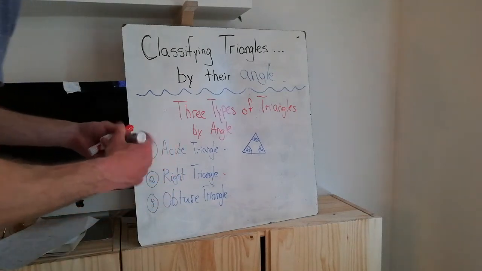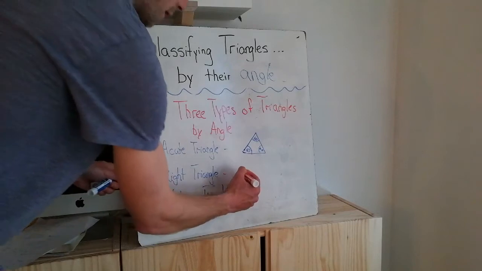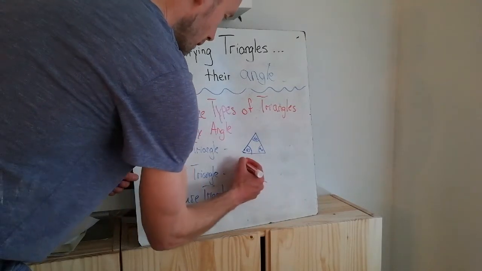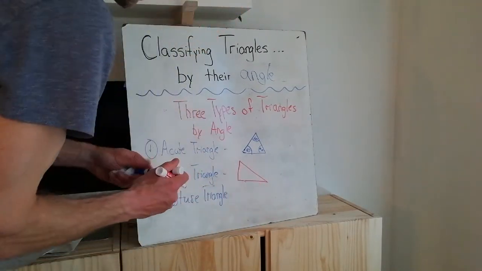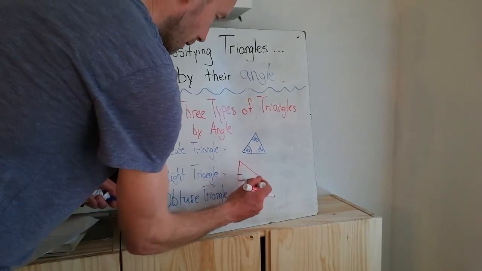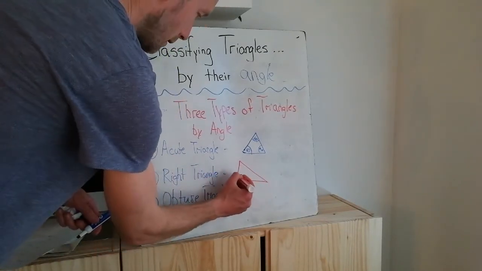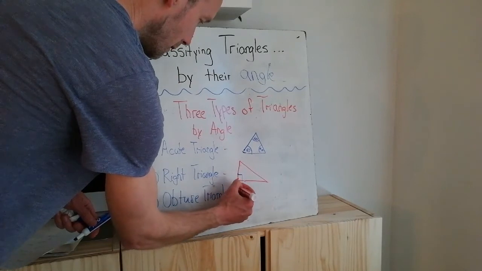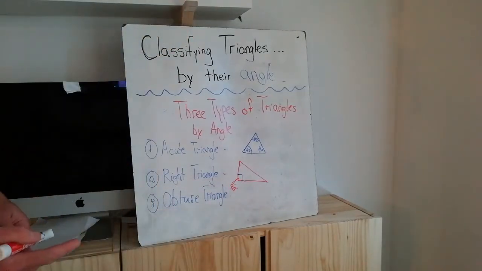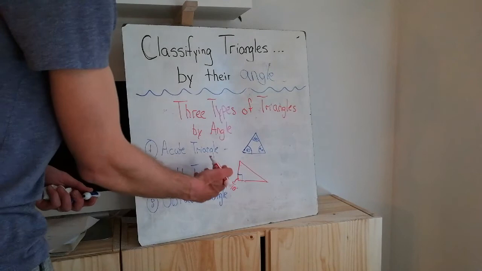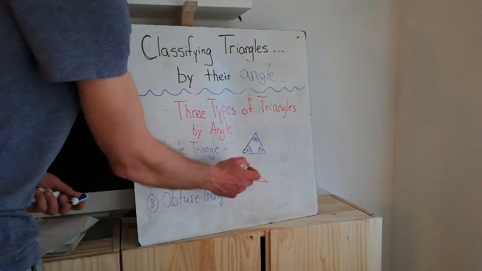For the right triangle, let's say you have something like this, and you see this little square, which also means it's 90 degrees. So one angle is 90, so therefore it's a right angle triangle, even with just one angle.